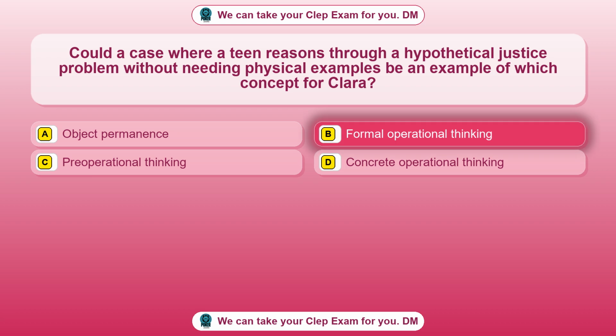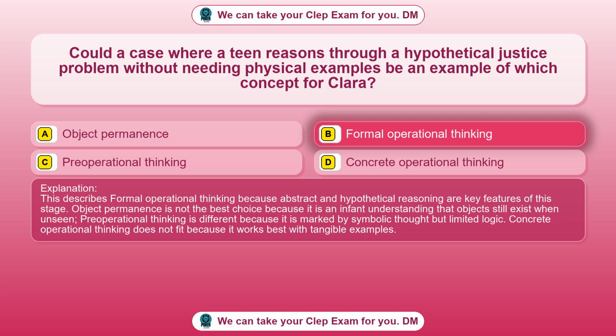Formal operational thinking. This describes formal operational thinking because abstract and hypothetical reasoning are key features of this stage. Object permanence is not the best choice because it is an infant understanding that objects still exist when unseen. Pre-operational thinking is different because it is marked by symbolic thought but limited logic. Concrete operational thinking does not fit because it works best with tangible examples.